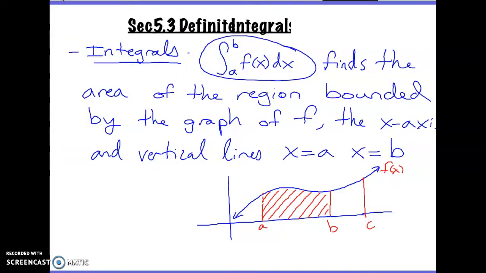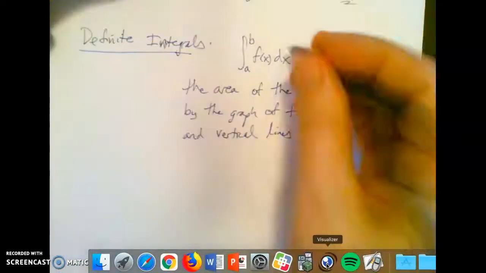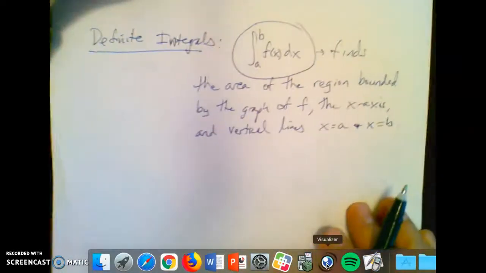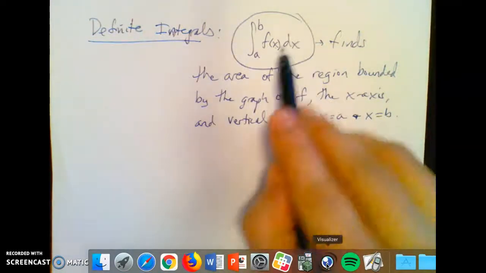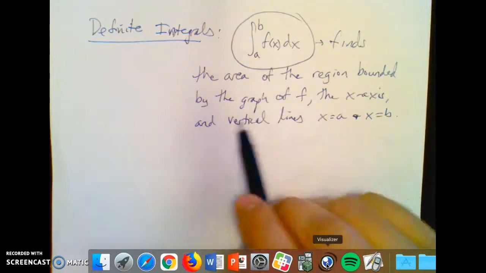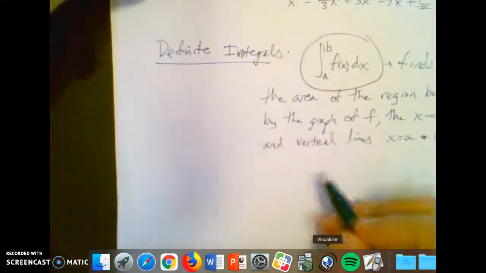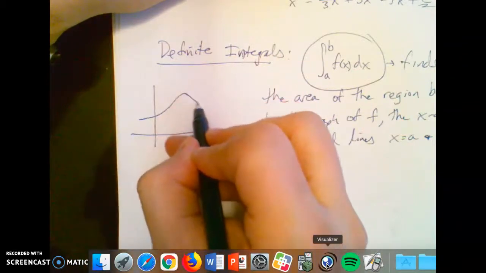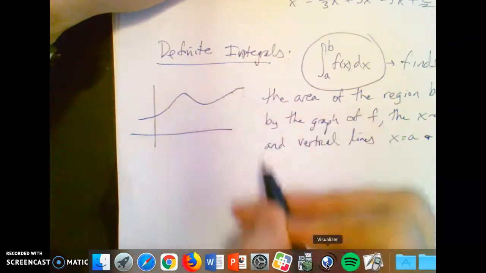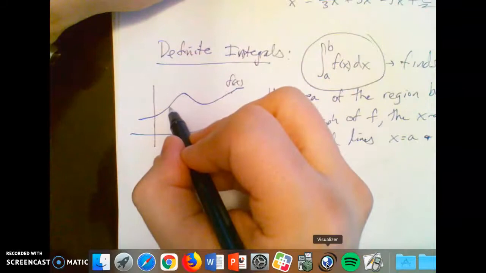Okay, so on here, I'll write it down for you so it's slower. So what does this thing, this definite integral, find? This finds the area of the region bounded by f of x, the x-axis, and the vertical lines x equals a and x equals b. So if I drew a picture of it, you can have any crazy graph. Like you could have a graph that goes up and then down and then up and then down and then just back up.